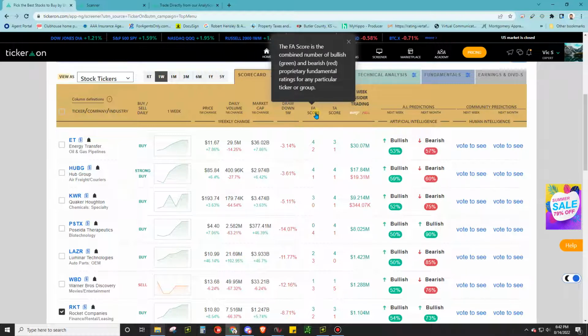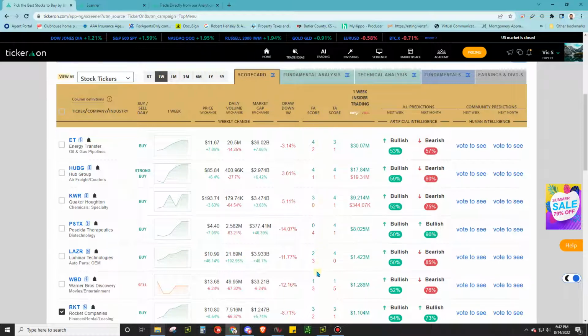So if you're a fundamental analysis person, this is already giving you the scores for that stock based on the Tickeron fundamental analysis ratings. So that's kind of nice too. Again, you don't have to go crunching a bunch of numbers and reading 10-Qs and those kind of things just to try to figure out what's going on.